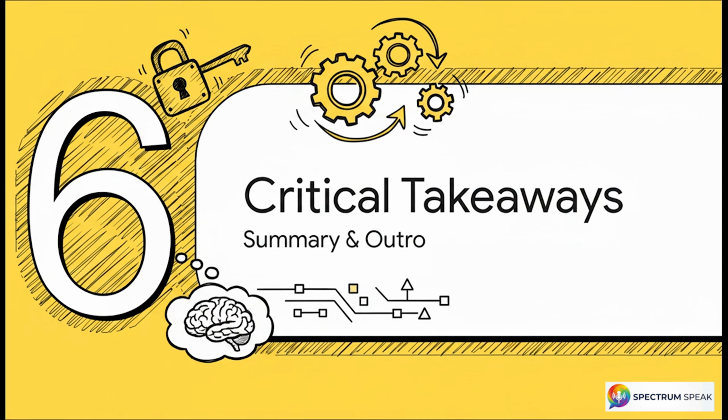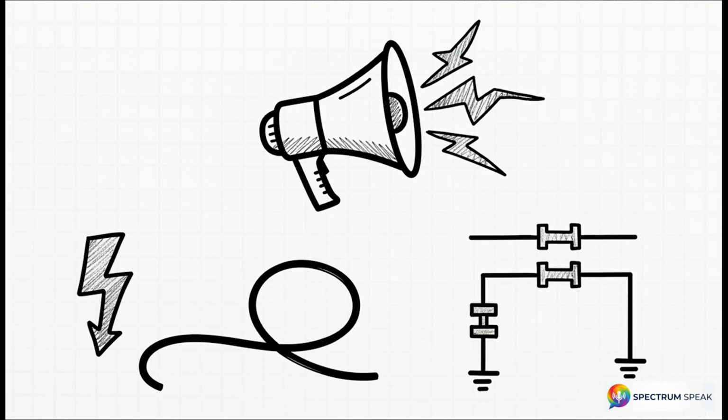All right, let's wrap this up in Section 6, Critical Takeaways and Outro. Time to really lock in what we've learned. Here is your rapid-fire recap. Number 1. A dominant logical 0 physically overrides a recessive logical 1. Always remember the megaphone in a quiet room.